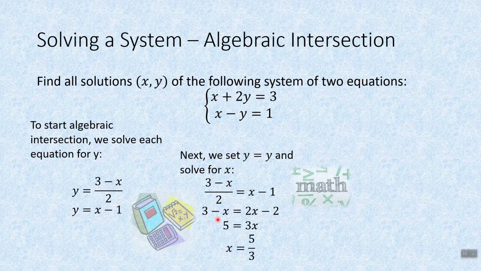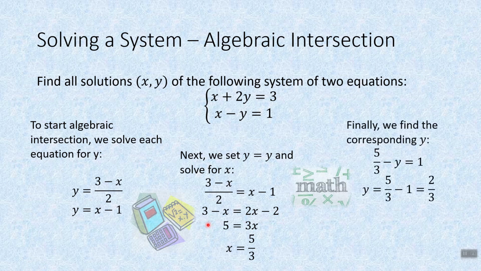Next, I'm going to add x to both sides and add 2 to both sides. So I'll have 5 equals 3x. Dividing by 3, I find that x equals 5/3. Once we have an x value, we could use either equation, doesn't matter, top or bottom, and find the corresponding y. Well, I'm going to use the bottom equation because it looks easier.